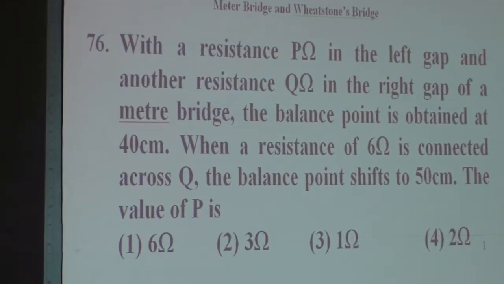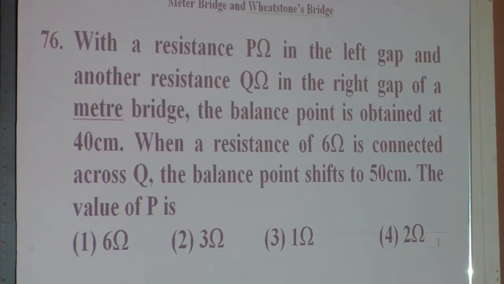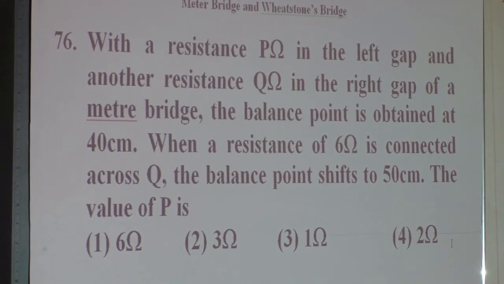You don't have very tough problems here. You will have very good problems here, which can be worked out very easily. With a resistance P ohm in the left gap and another resistance Q ohm in the right gap of a meter bridge, the balance point is obtained at 40 centimeters.